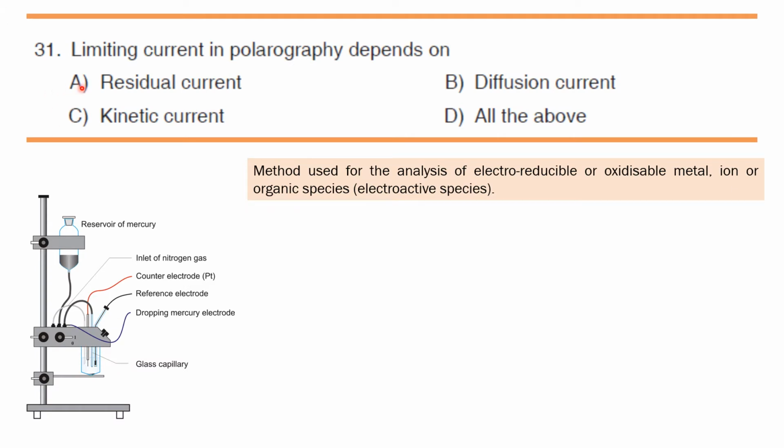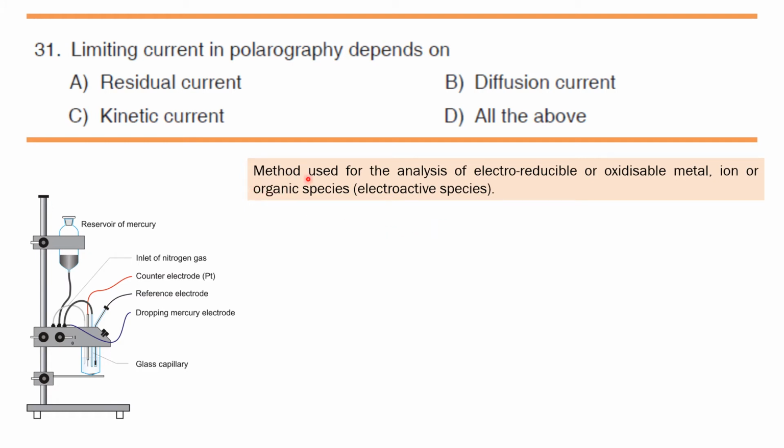So the question that we have to discuss in this video is question number 31 of the question paper, which is based on limiting current in polarography. Limiting current in polarography depends on residual current, diffusion current, kinetic current, all the above. So for answering this question, we need to have a discussion on polarography. So let's have a short discussion on that.